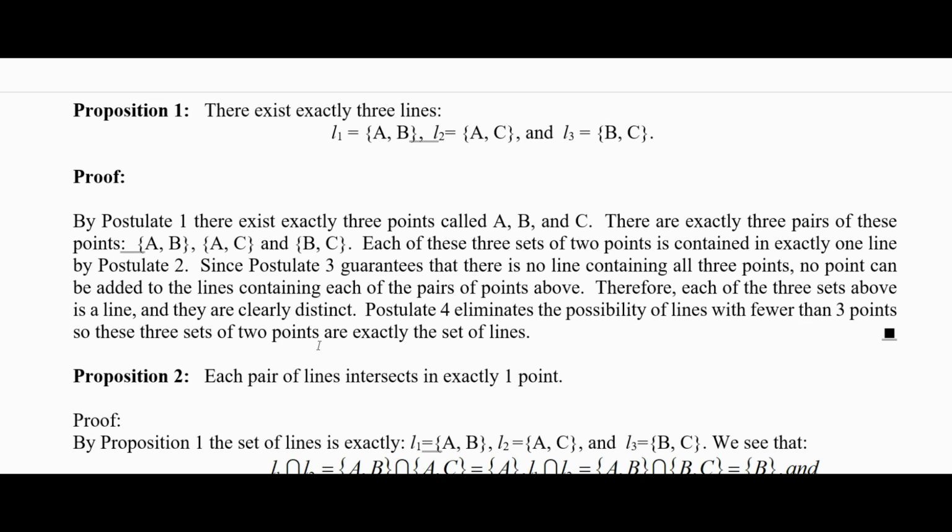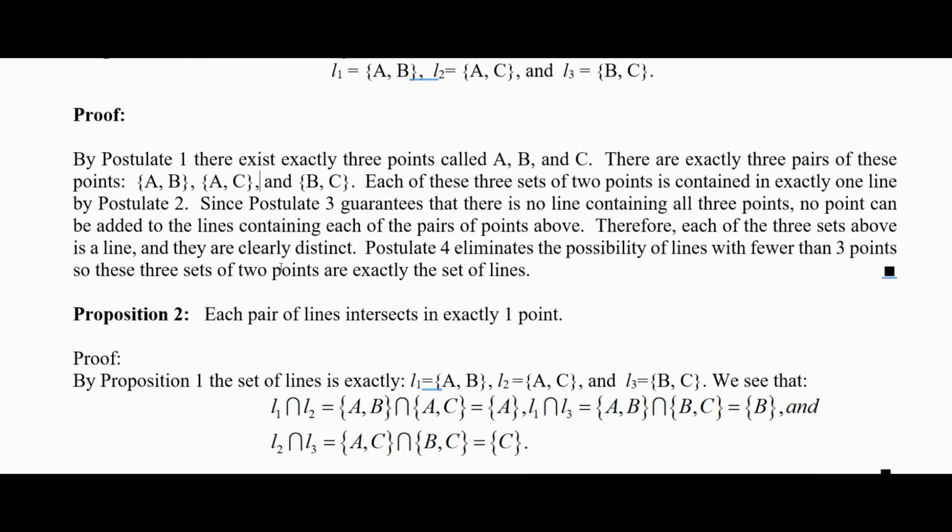By postulate 1, there exist exactly 3 points called A, B, and C. There are exactly 3 pairs of these points: the set containing A and B, the set containing A and C, and the set containing B and C. Each of these three sets of 2 points is contained in exactly one line by postulate 2, but since postulate 3 guarantees that there is no line containing all 3 points, no point can be added to the lines containing each of the pairs above. Therefore, each of the 3 sets above is a line, and they are clearly distinct. Postulate 4 eliminates the possibility of lines with fewer than 2 points, so these 3 sets of 2 points are exactly the set of lines.